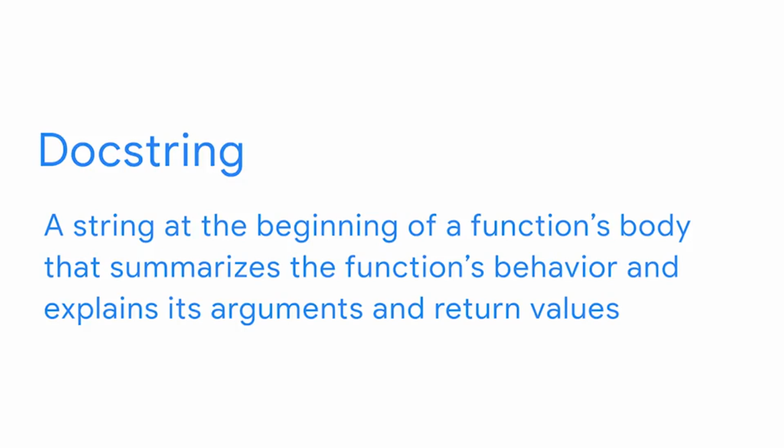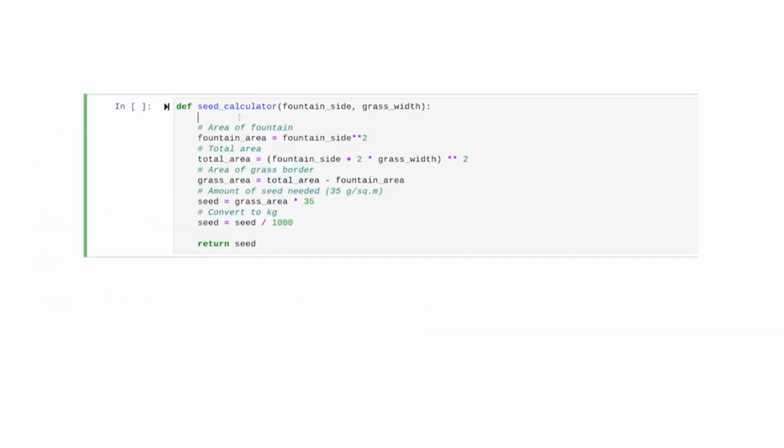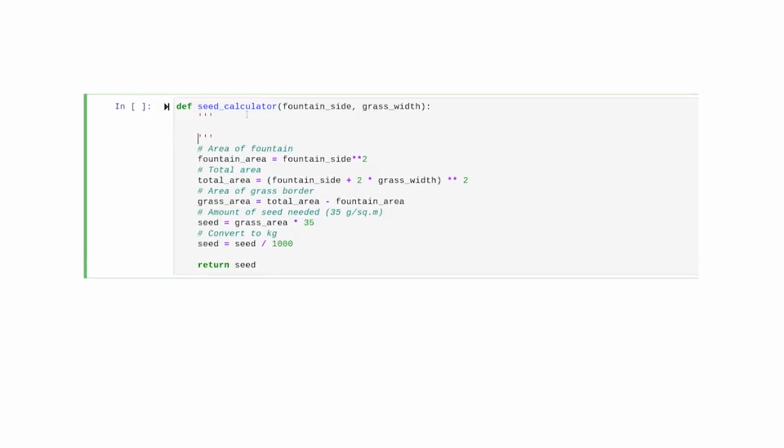It's called a document string, or docstring, as it's most commonly referred to. The docstring is a string at the beginning of a function's body that summarizes the function's behavior and explains its arguments and return values. A function's docstring begins and ends with 3 quotation marks. They can be single quotes or double quotes. First, we write what the function does. It takes the form of a command and ends in a period, like calculate the number of kilograms of grass seed needed for a border around a square fountain.